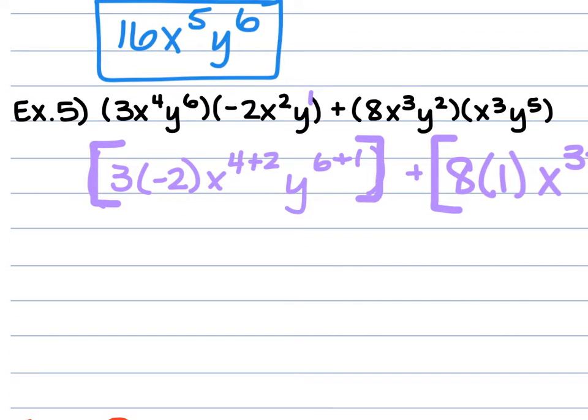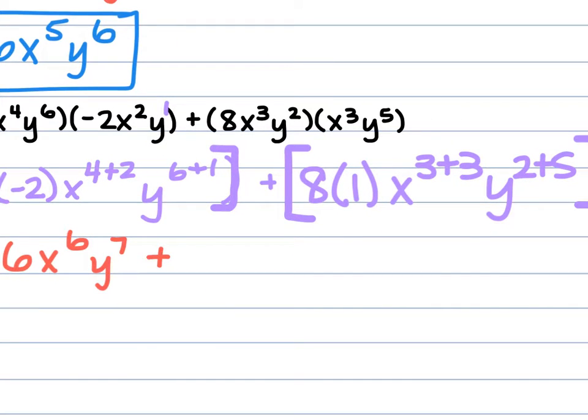The 3 times the negative 2 is negative 6. The x stays. 4 plus 2 is 6. Y stays. 6 plus 1 is 7. Keep the addition in between the two. The 8 times 1 is 8. X to the 3rd plus the 3rd is x to the 6th. And the y is going to be y to the 7th.